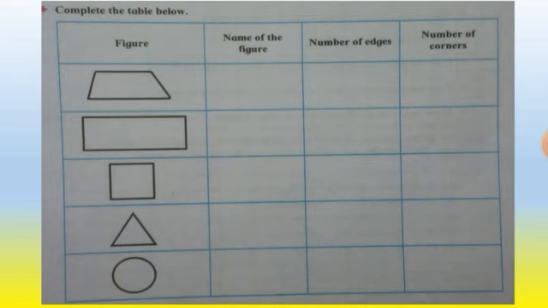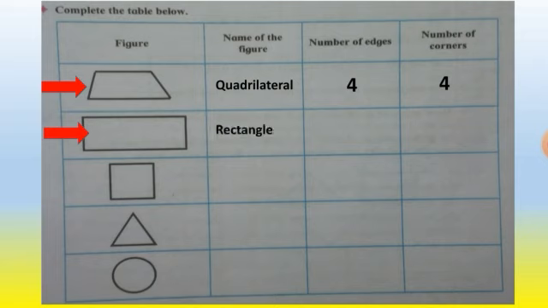Now next, here we see some figures and we are going to write down the name of the figures, the number of edges and the number of corners. The first figure is quadrilateral. It has 4 edges and 4 corners. The second figure is rectangle. It has 4 edges and 4 corners.